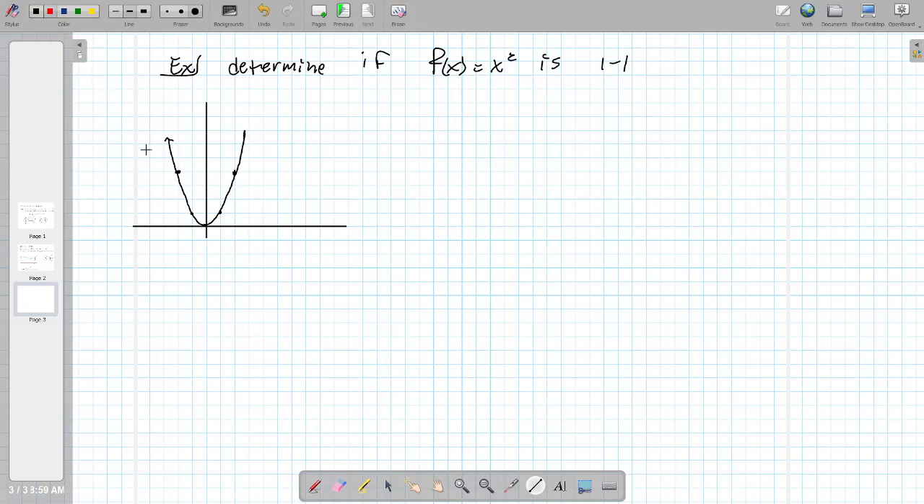Now we just need to draw a horizontal line. We see that the horizontal line intersects the graph more than one time. Therefore, we can say that this is actually not one-to-one. All right, now the algebraic way.